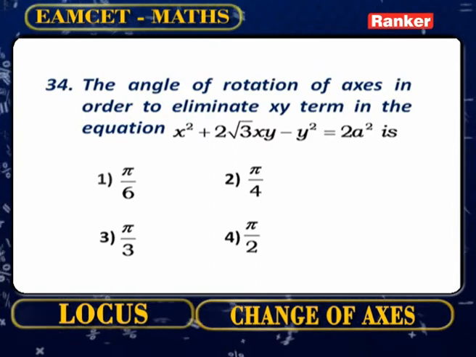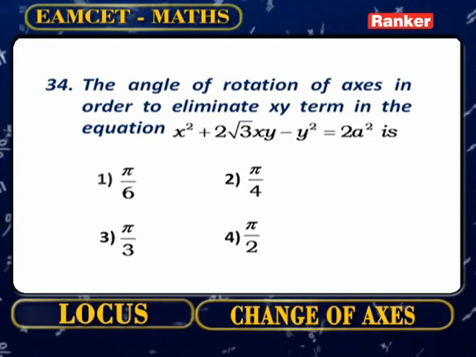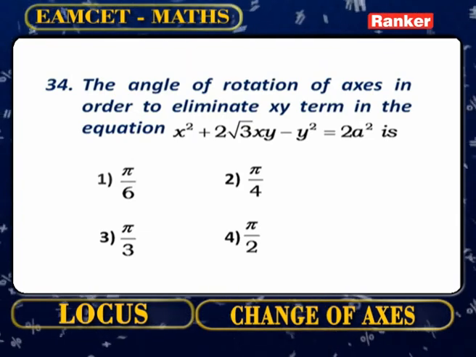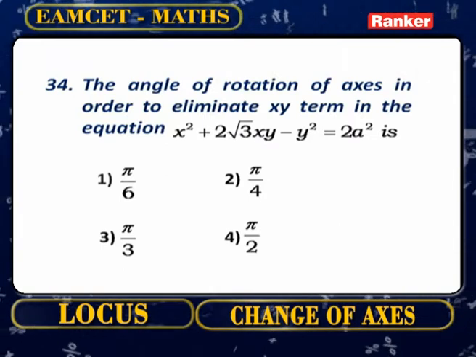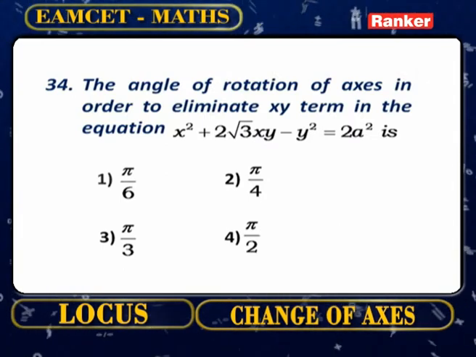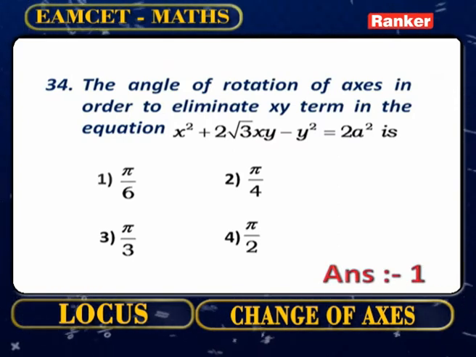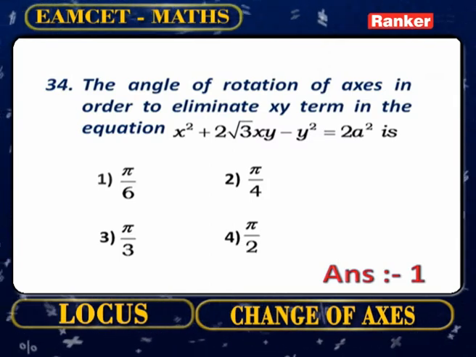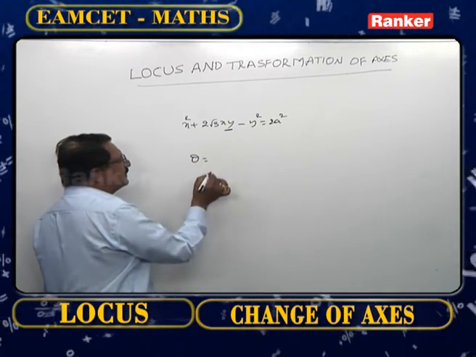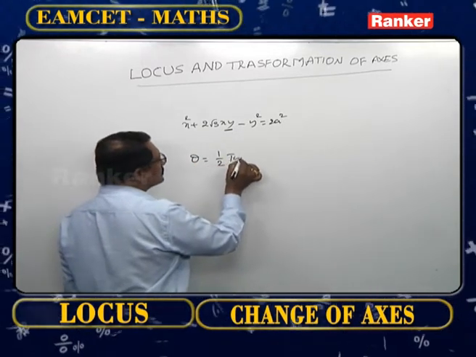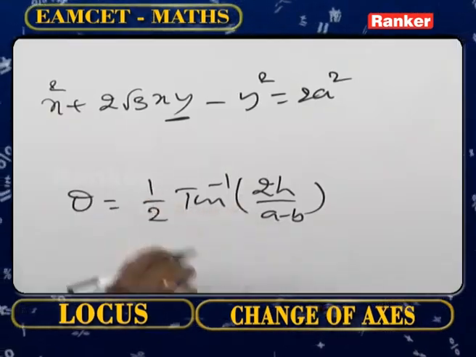Next, find the angle of rotation of the axes in order to eliminate the xy term in the equation x square plus 2 root 3 xy minus y square equals 2a square. To remove the xy term, the axes are rotated through an angle theta equals half tan inverse of 2h by (a minus b).